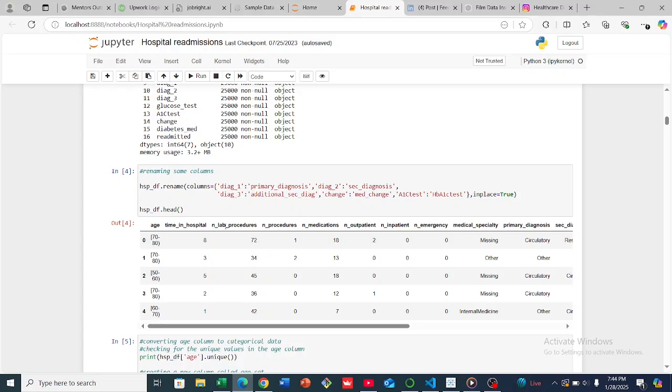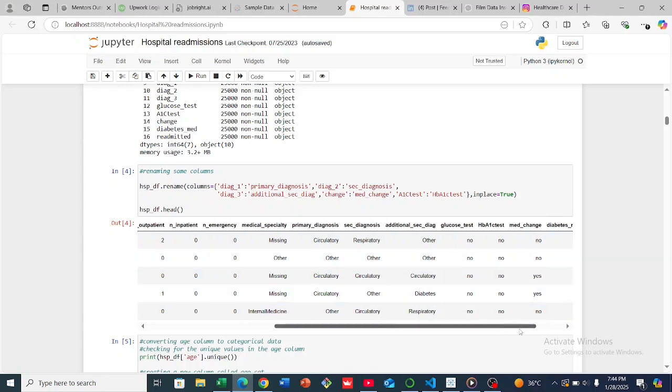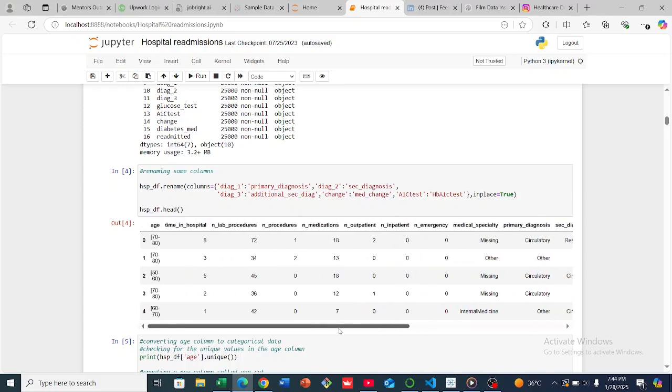And checking the first 5 rows of this data set, you could see that our changes have taken effect. If I scroll this, I can see primary diagnosis, secondary diagnosis, the additional secondary diagnosis, HbA1c test, and also med change. Okay, so you could see that we've done some cleaning on the names of our columns.